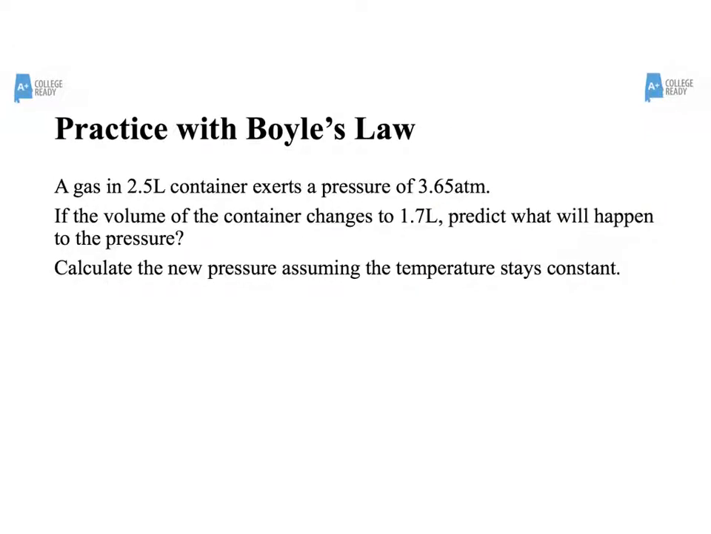So in this example, we have a gas that's in a 2.5 liter container, and the pressure is 3.65. So I'm going to go ahead and write that down. So the initial pressure is 3.65 ATM, and the original volume was 2.5 liters. So now that we have that, we're going to change the situation. So what's the new situation? It says, if the volume of the container changes to 1.7, predict what will happen to the pressure.